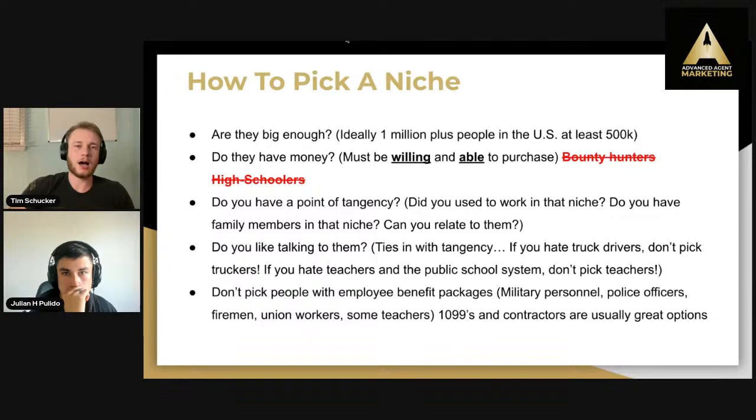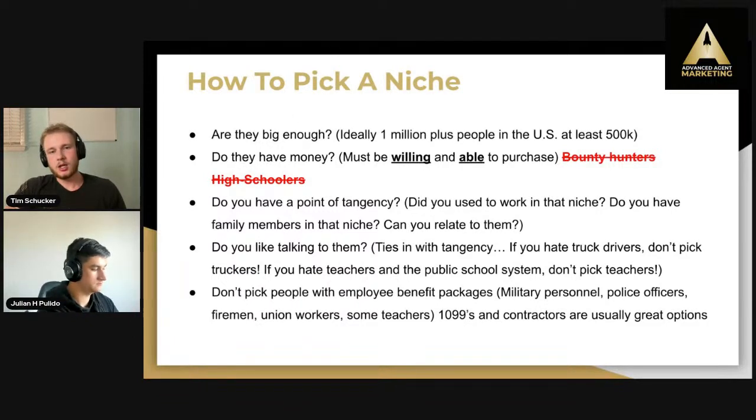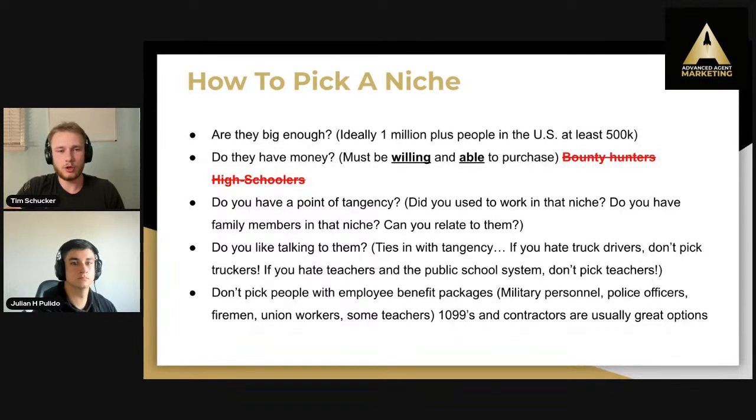So let's talk about how to pick a niche. There's a couple things you want to take into factor when picking a niche. The first one is, are they big enough, right? Ideally, you want to have 1 million plus people inside of the US, right? Ideally 1 million plus, but at least 500K. 500K is the minimum of what you want to do.